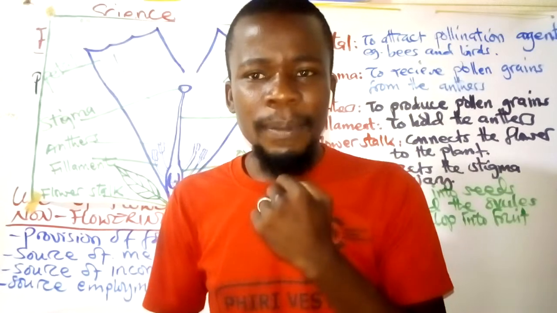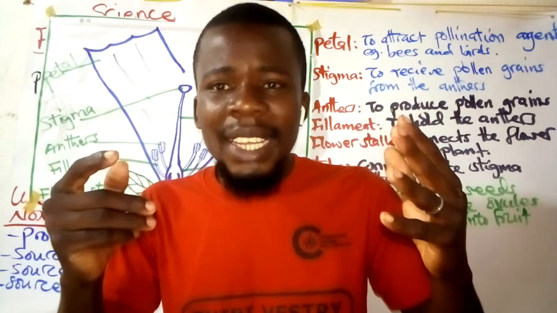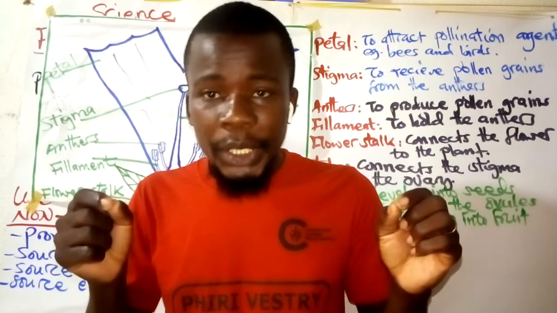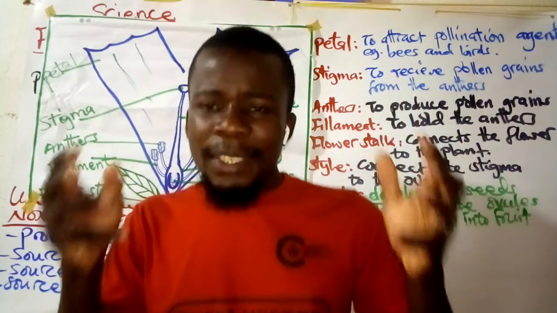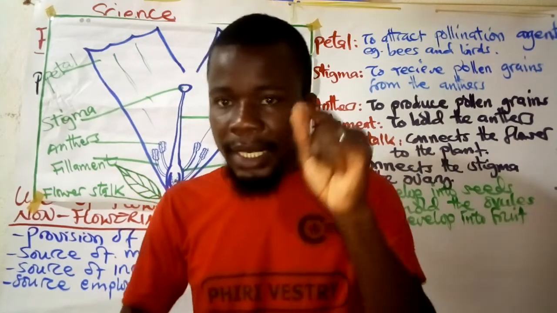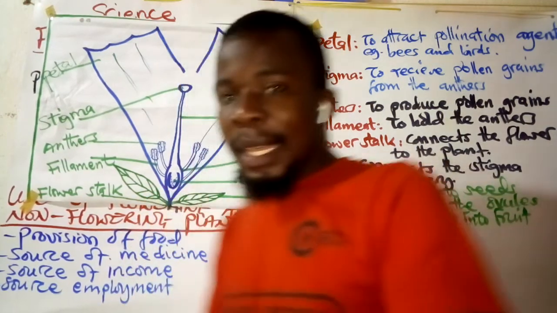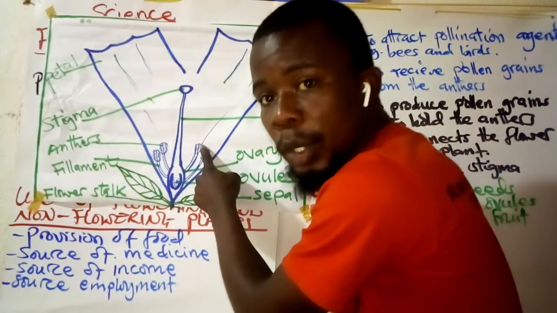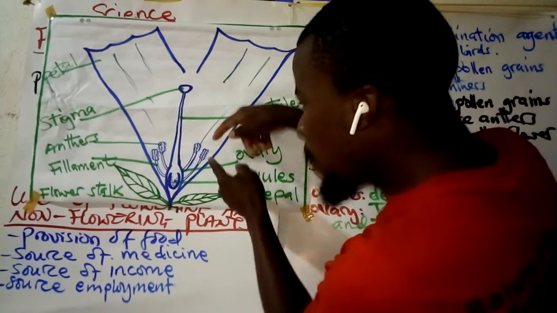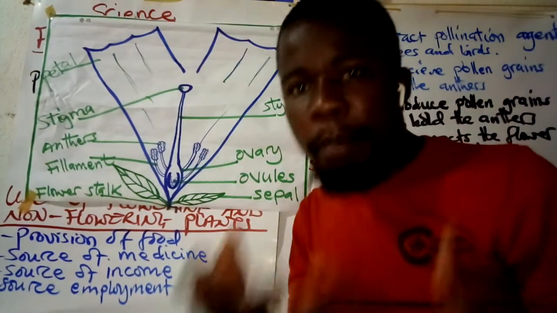What is pollination? Pollination means the transfer of pollen grains from the anthers to the stigma. That is what is called pollination. The anthers produce pollen grains. The transfer of pollen grains from the anthers to the stigma is what is called pollination.